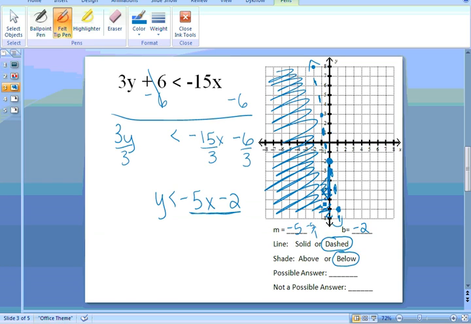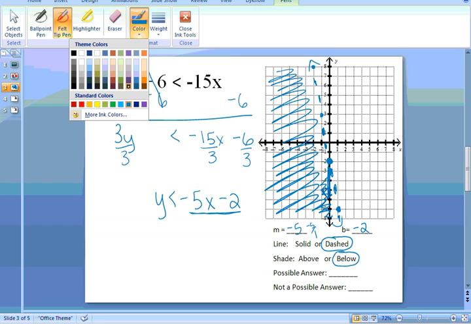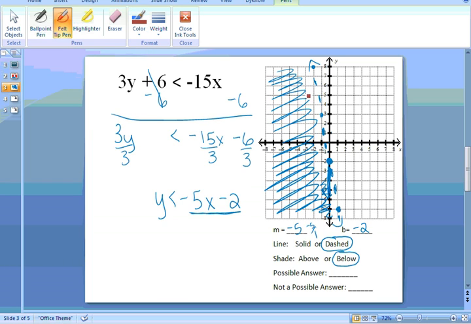Now, possible answers. Possible answers are answers that fall in a shaded region. So I could pick anything over here on this shaded region. So if I pick this point right here, that's in my shaded region. So the point -3, 4 could be a possible answer. Something that could not be a possible answer, since this is dashed, could be something that falls on that line. So this point right here, -1, 3, or something way over here, like 4, 2.